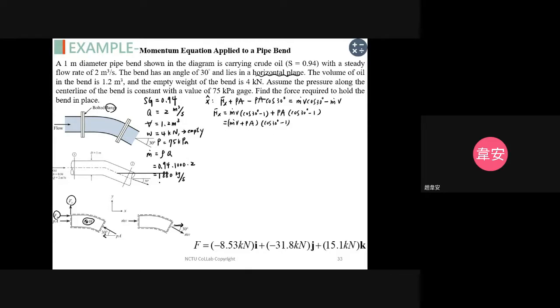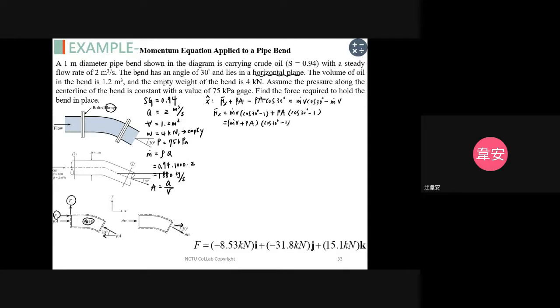Okay, and what is the area? Because we take a look, we have the Q, and we know that Q is equal to the area multiplied by the velocity. So the area can be computed from Q divided by the flow velocity. So what's the flow rate for these questions?